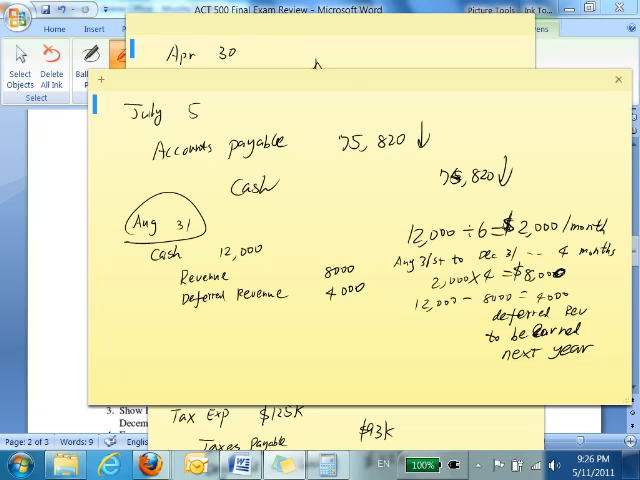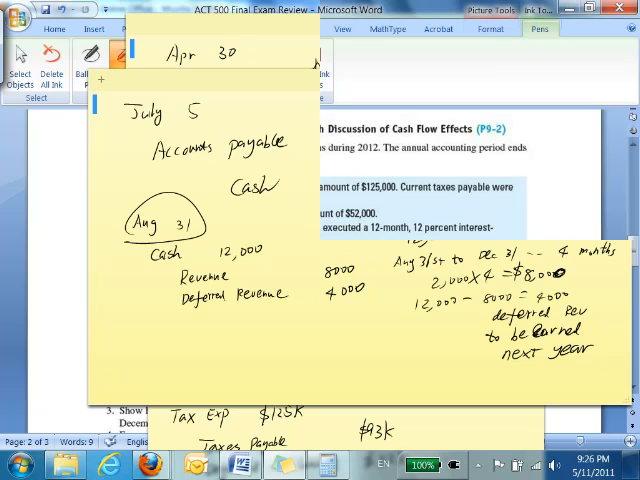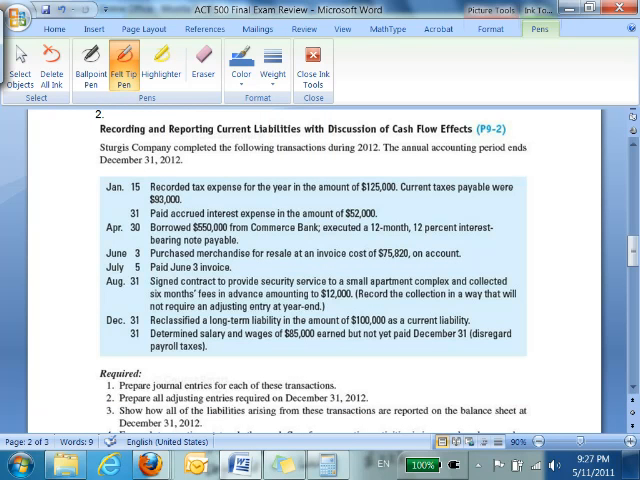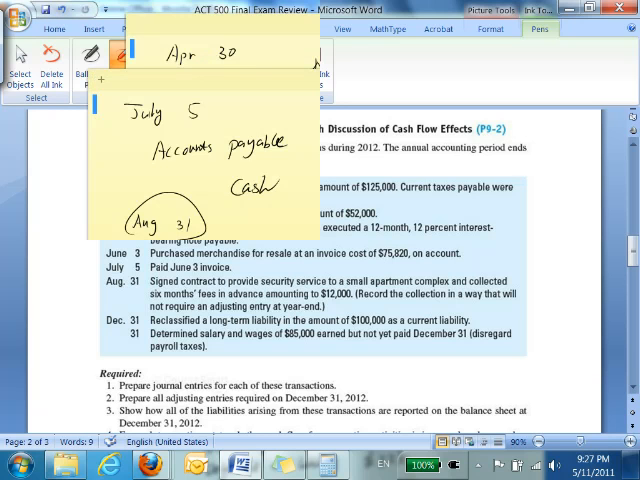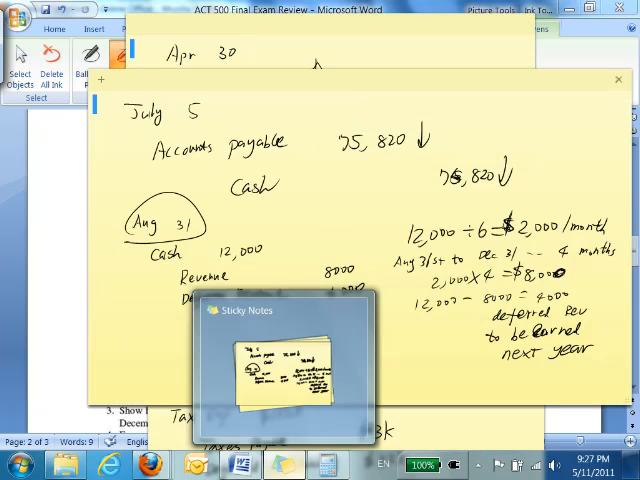Okay. Very good. The trouble is that this will require an adjusting entry at year end. Without this statement, we can just record the entire 12,000 as deferred revenue or unearned revenue. It's a liability, right? But because of this requirement, we need to make a little bit of adjustment. And thank you, Tom, for pointing this out.